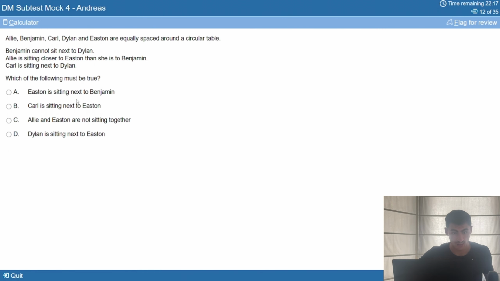Quickly, Ali, Benjamin and the others are equally spaced around the circular table. So it's okay. These ones with the table are quite easy. So I'm going to try to do this quickly. Which of the following must be true?